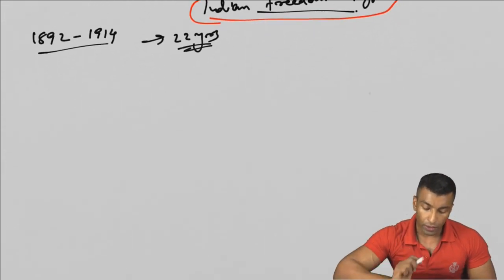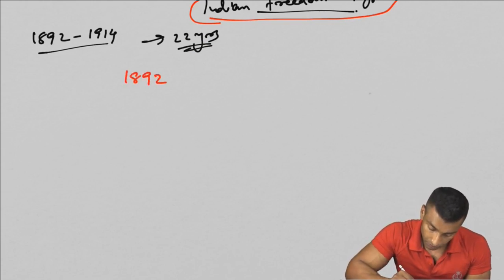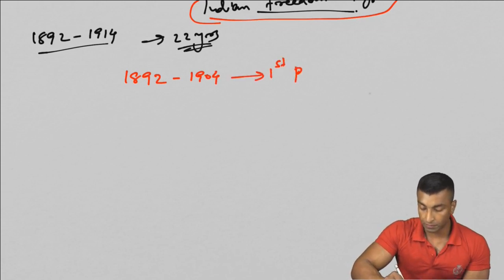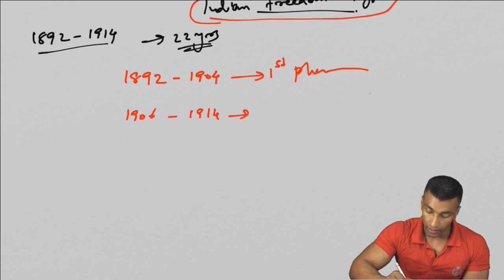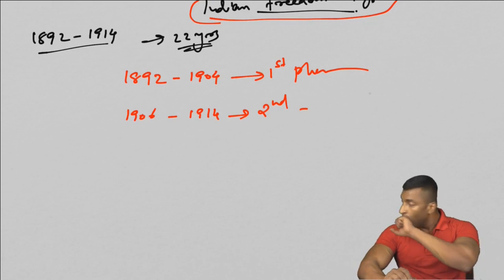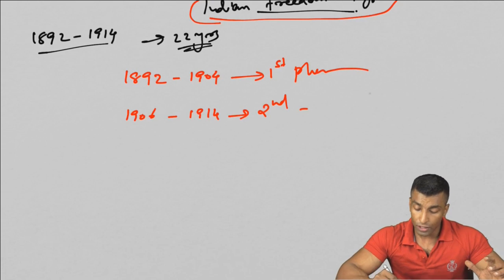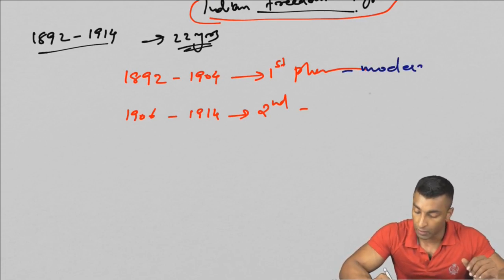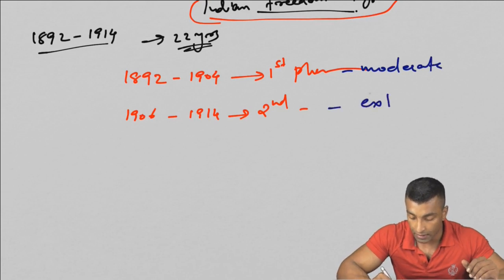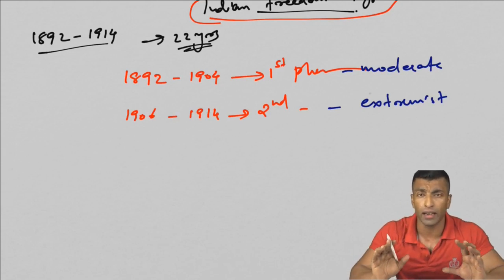This 22 years you can divide into two phases: 1892 to 1904, which is the first phase, and then 1906 to 1914, which is the second phase. The first phase is the moderate phase of Gandhian experiences in South Africa, and the second is the extremist phase. So we'll understand it in two phases: the moderate phase and the extremist phase.